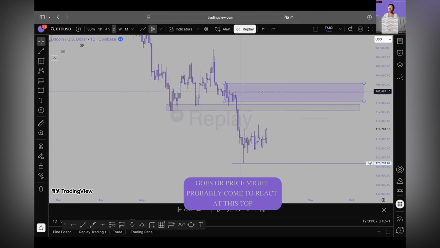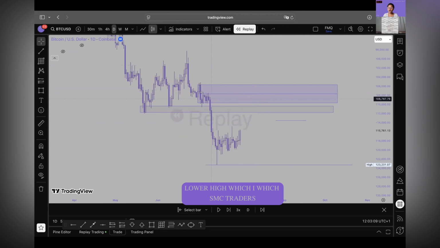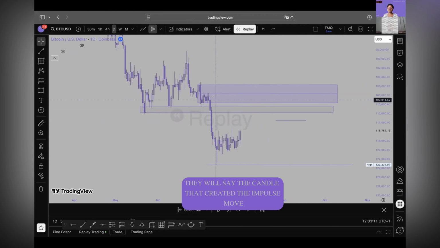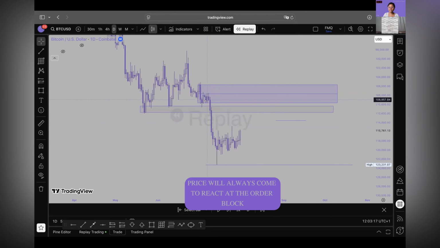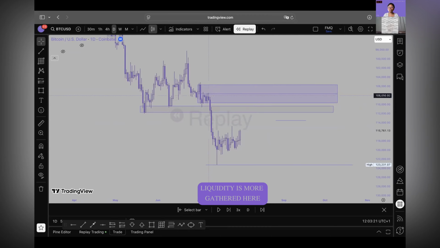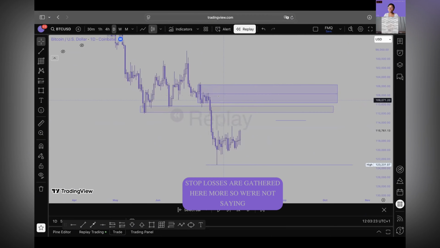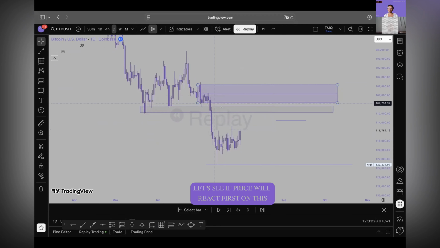Or price might probably come to react at this top lower high, which SMC traders will say the candle that created the impulse move is called the order block. Price will always come to react at the order block because they believe that sellers are resting here. Liquidity is more gathered here. Stop losses are gathered here more. So we're saying, let's see if price will react first on this, our first area of interest.